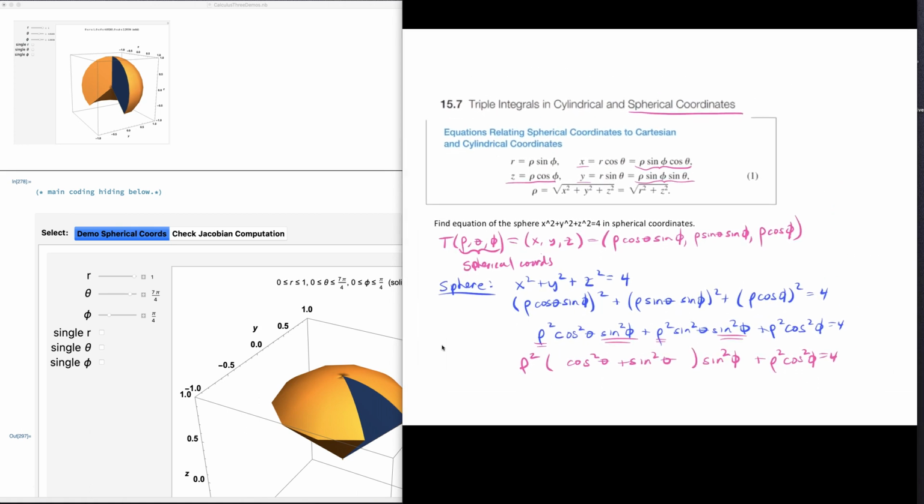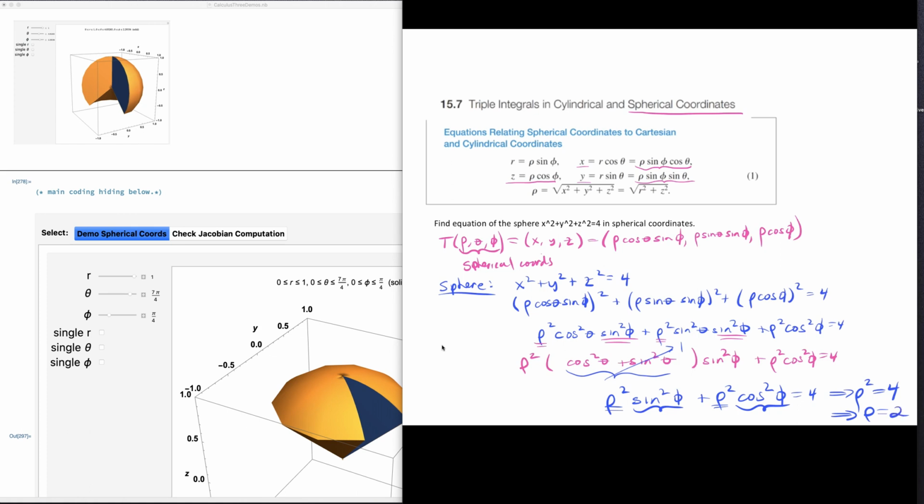Now this is the Pythagorean identity that we recognize. It's equal to 1. So that will lead you to rho squared sine squared phi plus rho squared cosine squared phi is equal to 4. The rho squared is in common, so we can factor that out. And that will lead to rho squared, and another Pythagorean identity, sine squared plus cosine squared is 1. So this leads us to rho is equal to 2.